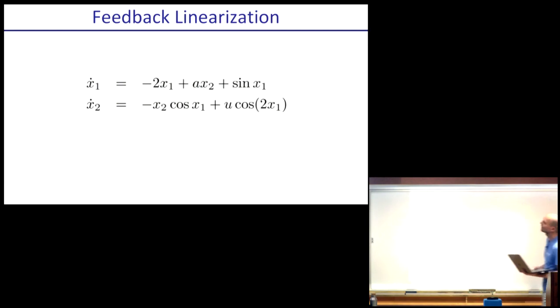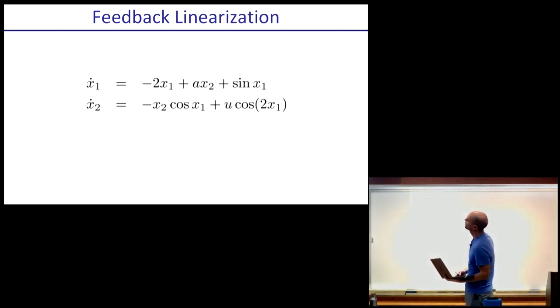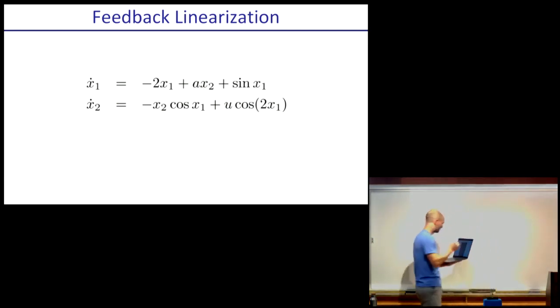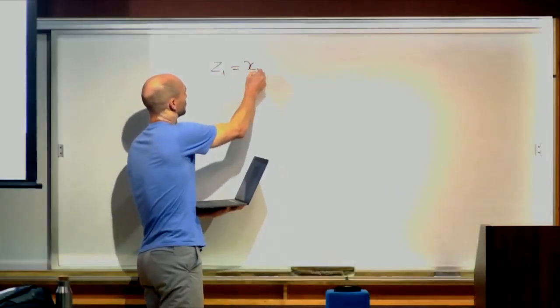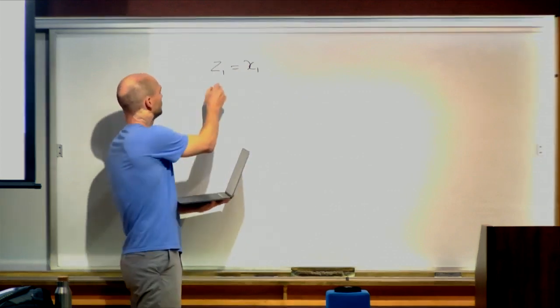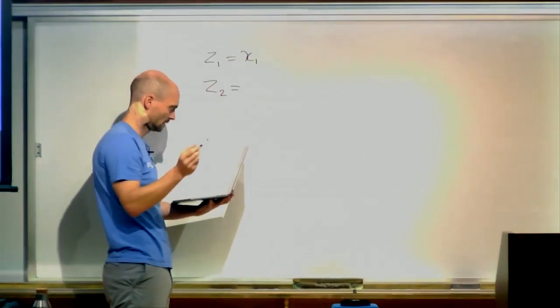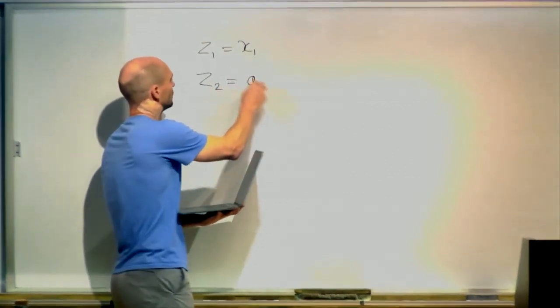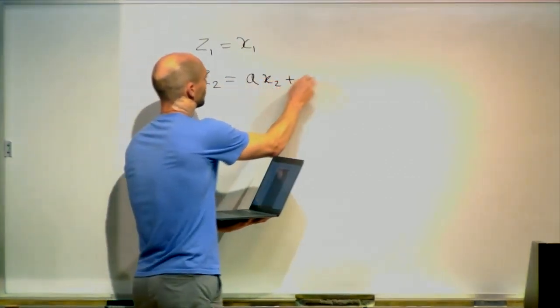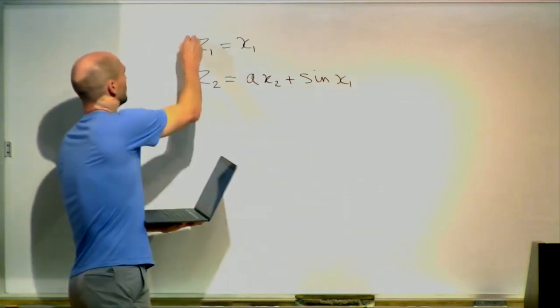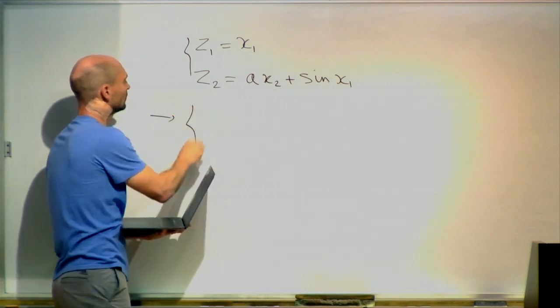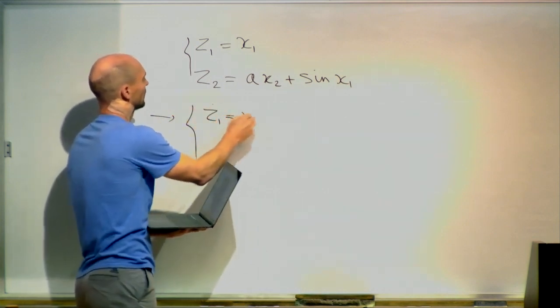Let's see what we can do. Can we find a coordinate transformation such that this becomes a linear system? Well, here's what I'm going to propose. New coordinate z1 equals x1, so it stays the same. z2 equals a x2 plus sine of x1. Okay, that means in our new system, z1 dot equals x1 dot.